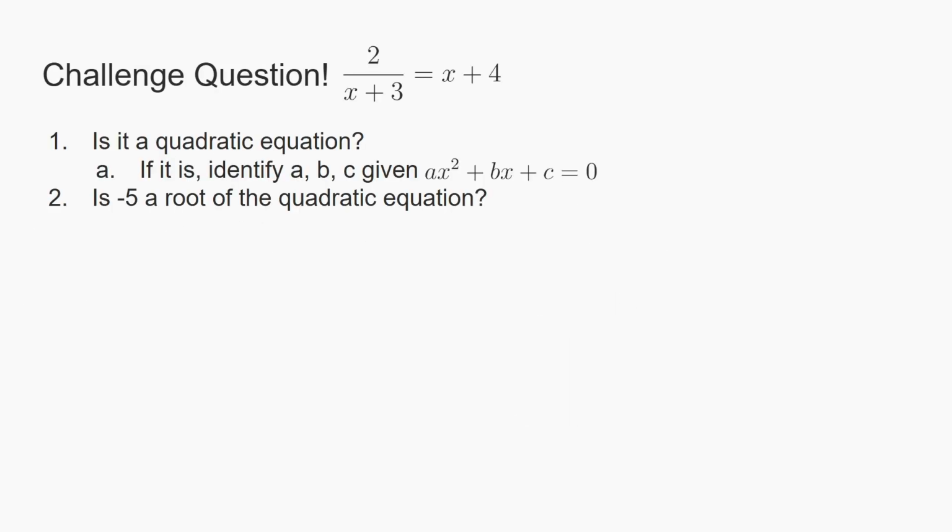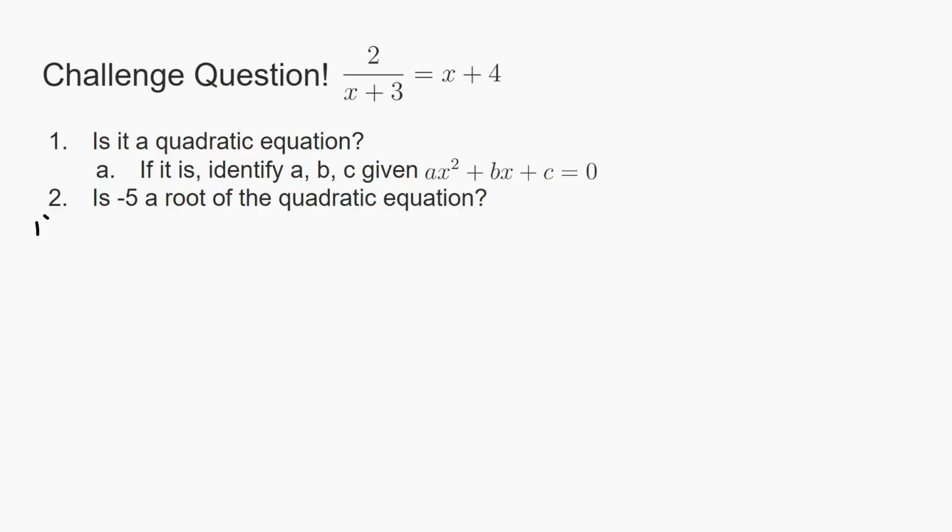We've reached our final challenge question. Now, we want to know whether 2 over x plus 3 equals x plus 4 is a quadratic equation. If it is, we want to identify a, b, c, and we want to know whether negative 5 is a root. So let's start with the first question. This makes it kind of hard to tell. We want to see whether it looks like the standard form. So let's multiply both sides by x plus 3 to move this out of the fraction.